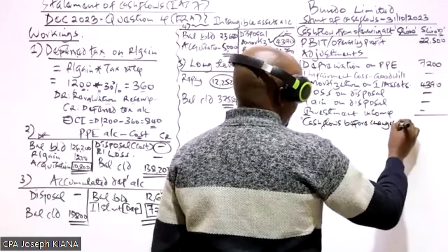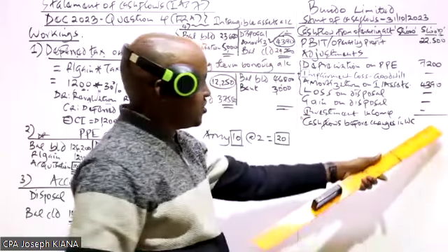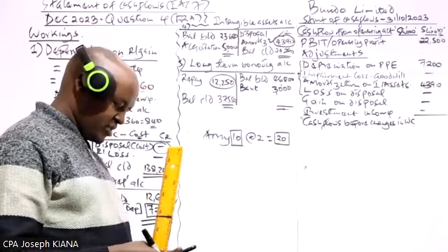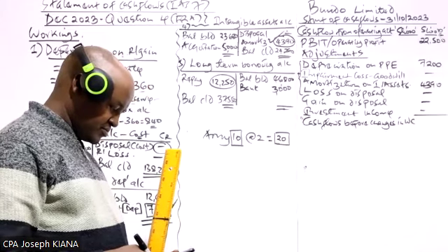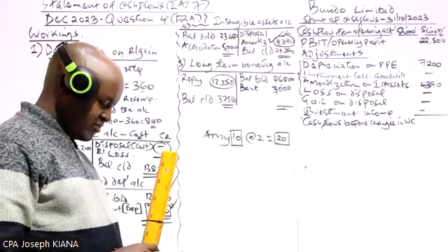Before changes in working capital, give me that net amount there. The net amount down here will be how much?